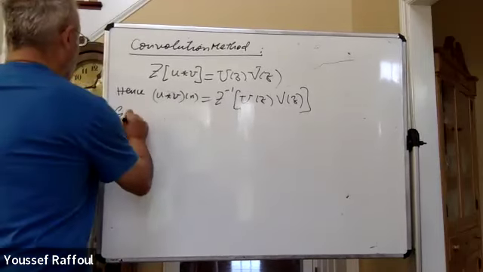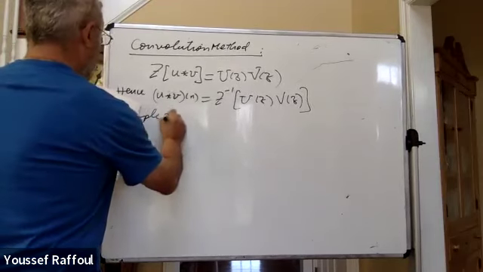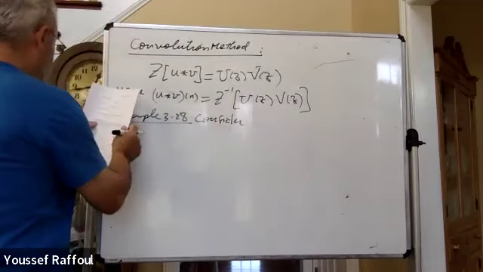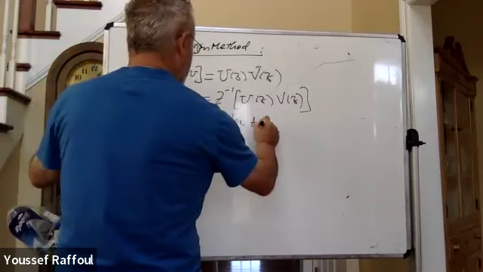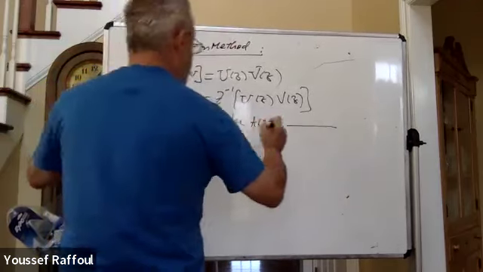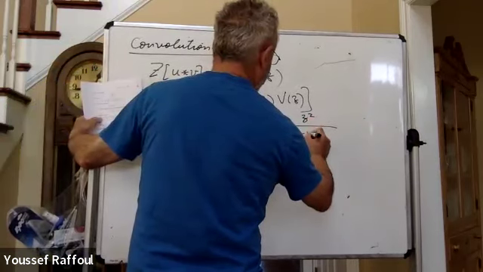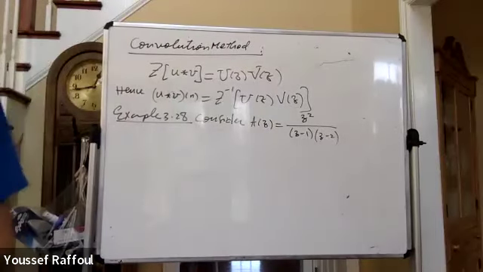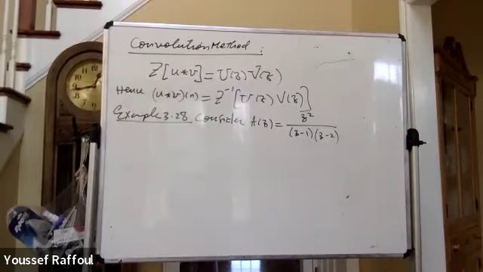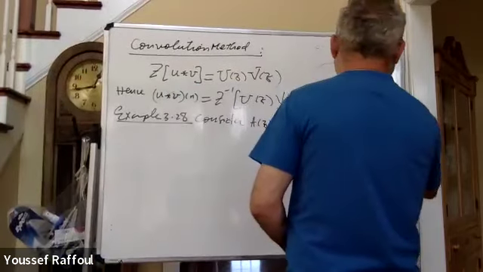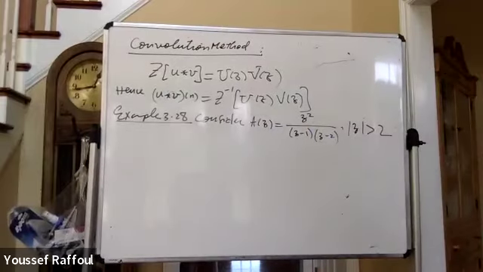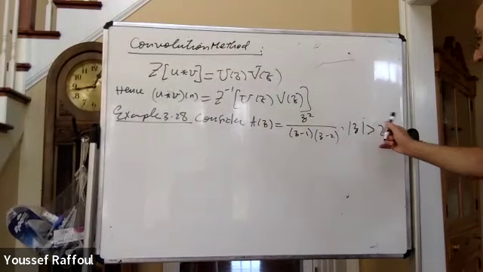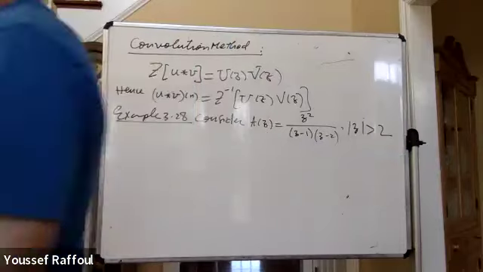Let's consider example 3.28. Consider A(Z) equal to Z squared over (Z minus 1)(Z minus 2). And this is for Z bigger than 2. Because the radius of this one is Z bigger than 1, and Z bigger than 2. So Z has to be bigger than the max of the two, which is 2.